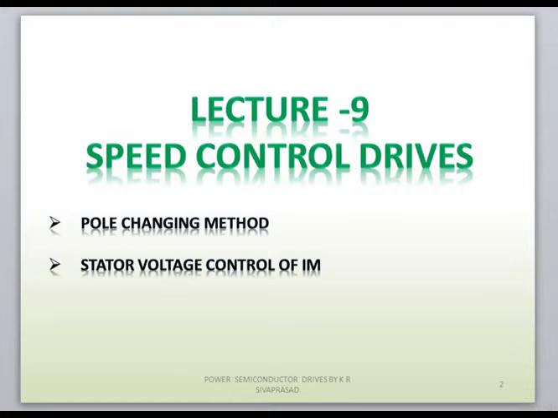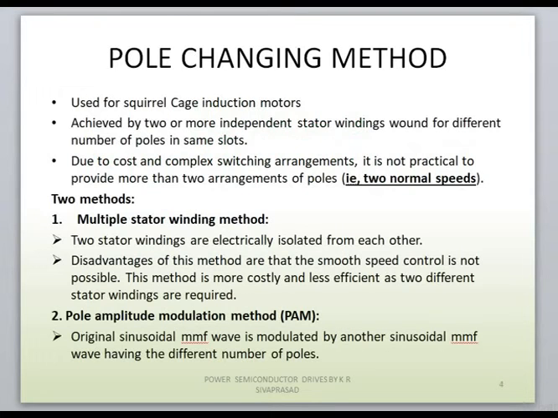Now we will move on to the first one, the pole changing method. What is the pole changing method? By changing the number of poles, we can change the speed of the machine because Ns is equal to 120 F by P. By increasing the number of poles, we can easily decrease the speed of the machine. Similarly, if you decrease the number of poles, then we can easily increase the speed of the machine because it is inversely proportional. That's why the pole changing method is applicable for speed control, but it is only applicable for SCIM, that is squirrel cage induction motor.